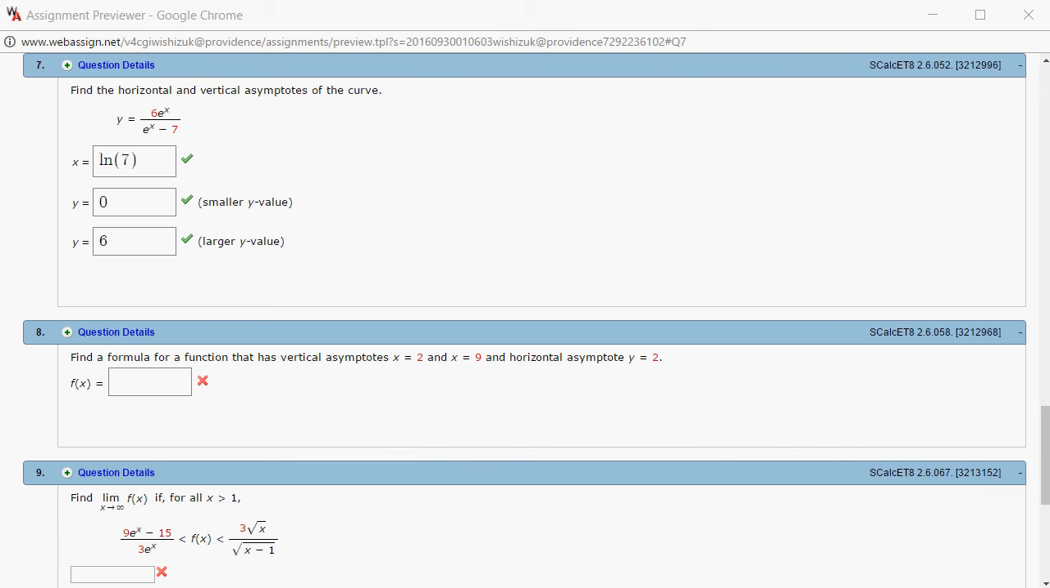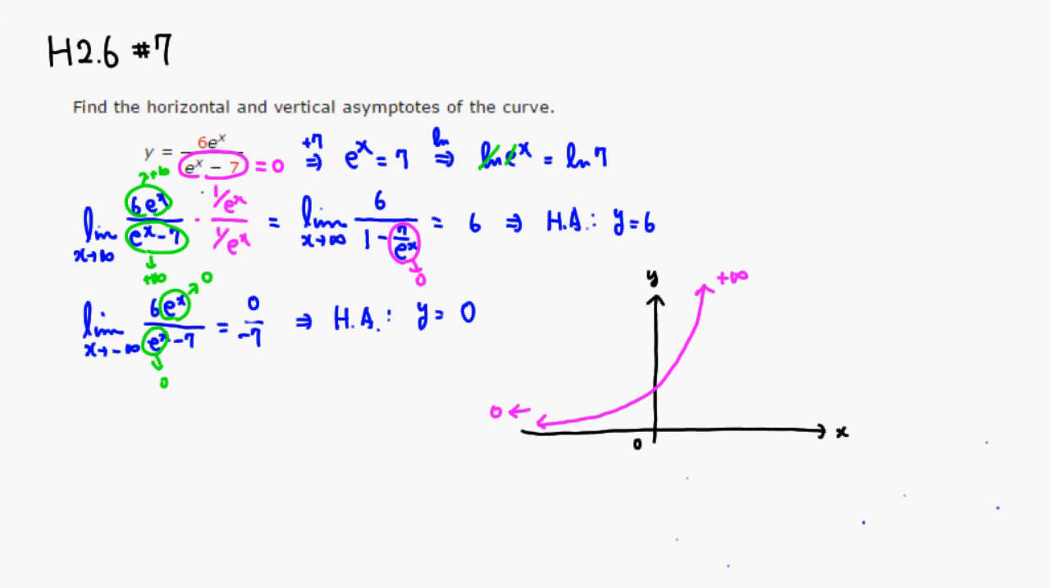It came back. We finally got them all correct. That's it. I hope that this was clear.